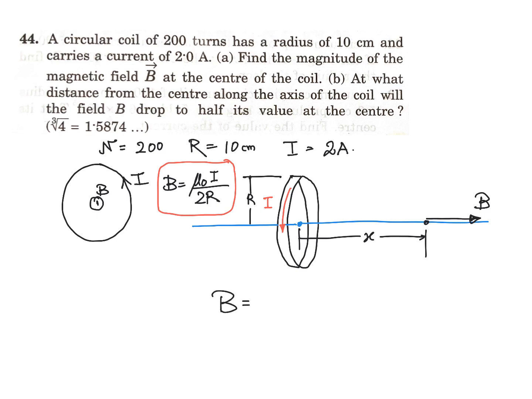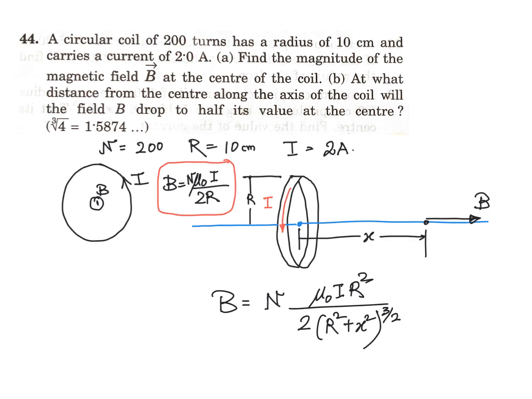B is equal to, first we'll multiply by N. Oh, this first one also is multiplied by N times. Remember that as there are capital N number of turns, it should be multiplied. So capital N times mu 0 I capital R square divided by 2 times R square plus X square to the power 3 by 2.